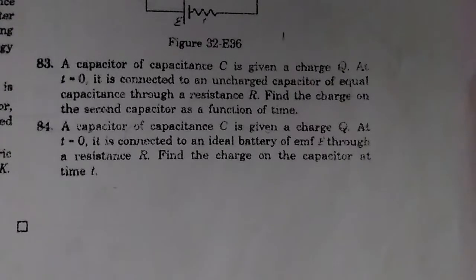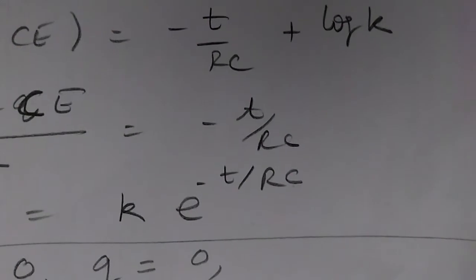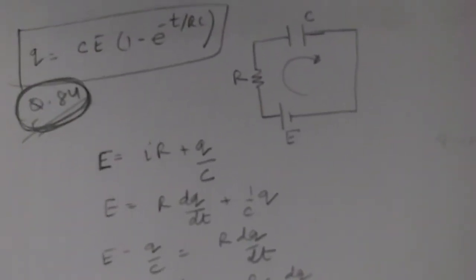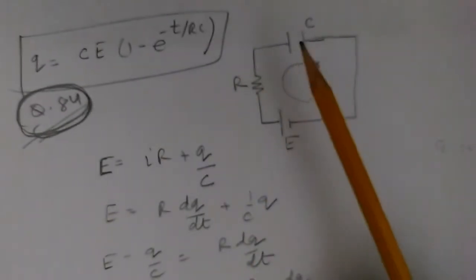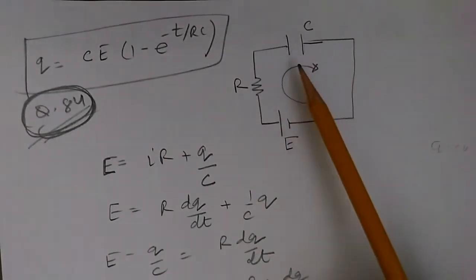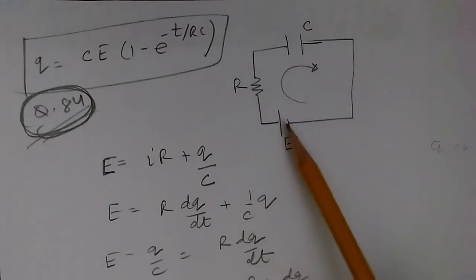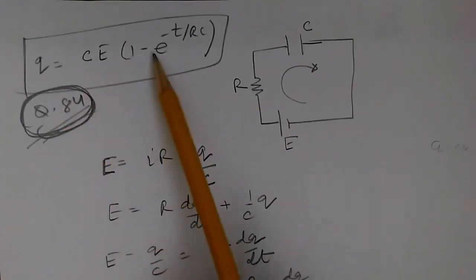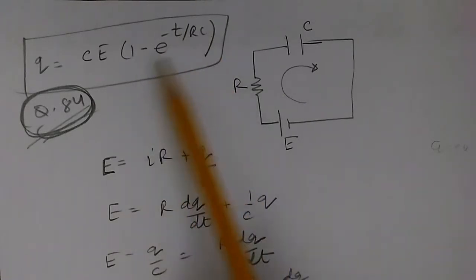If you have not seen the capacitor charging derivation, you may want to check it on this channel. So basically, this problem is pretty much the same as the derivation of the charge on the capacitor. We know that if there were no charge initially on this capacitor and it's connected through a resistor R to a battery E, then the charge Q is given by CE(1 minus e to the power minus t by RC).